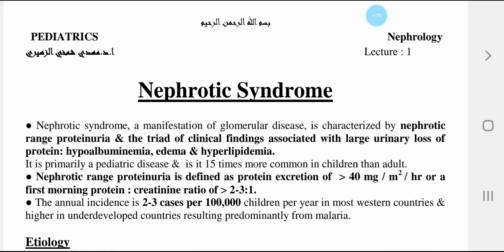Nephrotic range proteinuria is defined as protein excretion of more than 40 mg per meter square per hour, or a first morning protein to creatinine ratio of more than 2 to 3 to 1. The annual incidence is 2 to 3 cases per 100,000 children per year in most Western countries, and higher in underdeveloped countries, resulting predominantly from malaria.